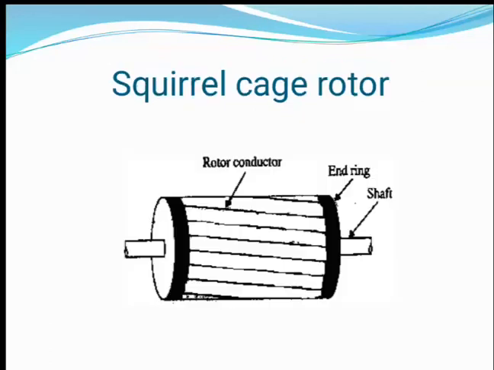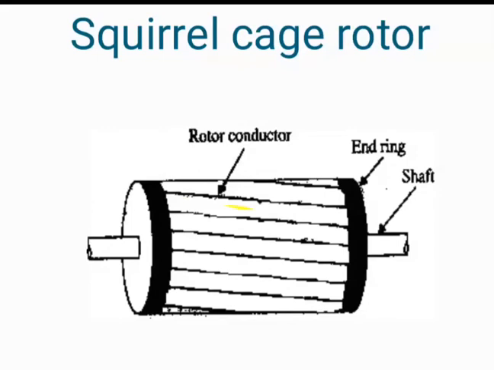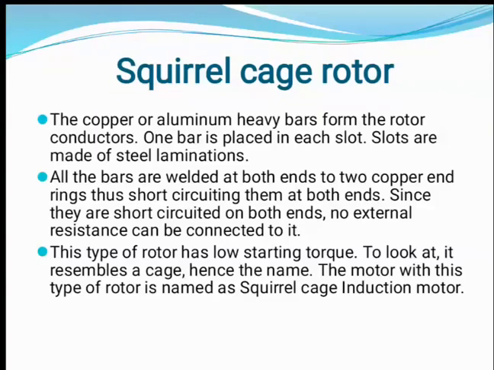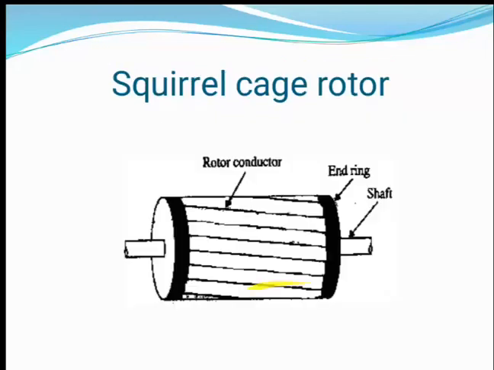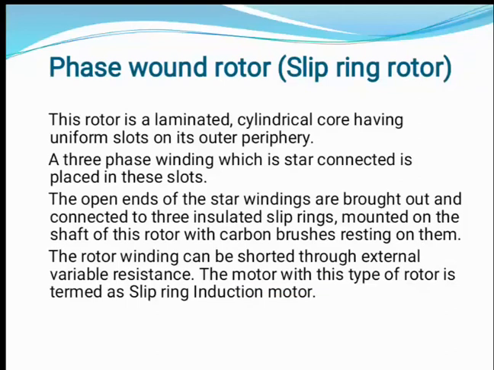The picture we can see here. These are the rotor conductors, as you can see. At both ends, the conductors are welded so that you cannot add external resistance. This is the shaft. This is the end ring. This type of rotor has low starting torque. To look at this, it resembles a cage. We can assume this as a cage. In the same way, the motor with this type of rotor is named the squirrel cage induction motor. This is the structure of the squirrel cage induction motor.